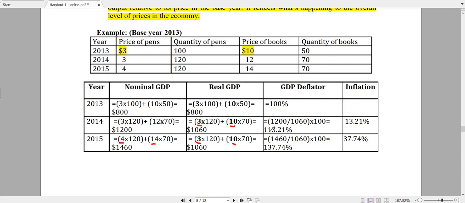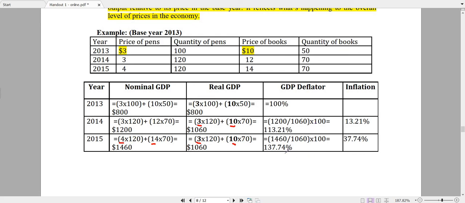Now, once we have the GDP deflator, it's quite easy to compute the inflation levels. Inflation is simply the GDP deflator in 2014 minus the GDP deflator in the base year, which is 2013. So this gives me 13.21%. So this means that from 2013 to 14, the prices have risen at a rate of 13.21%.